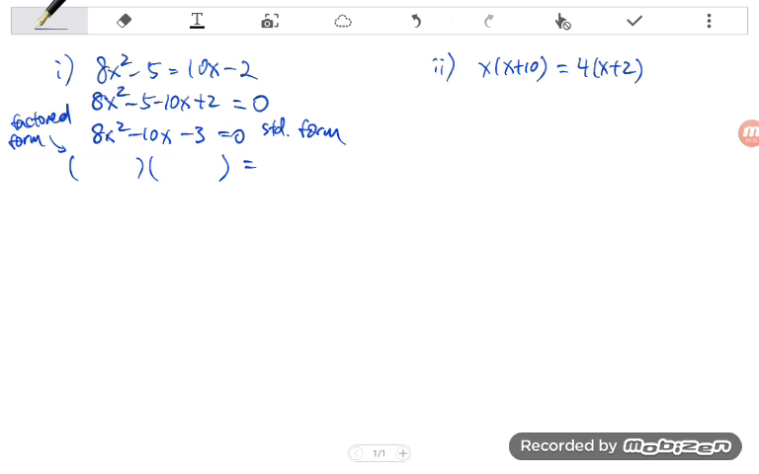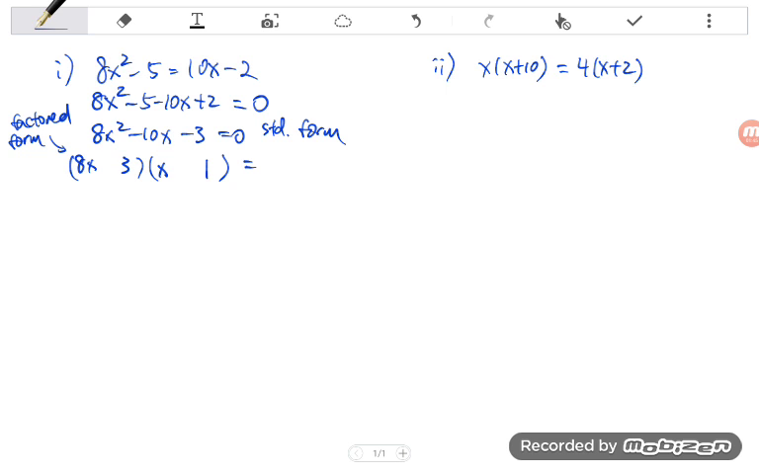So 8x squared, I need to think about it. What times what gives us 8x squared? So maybe 8x times x, that gives me 8x squared. There's no problem. What about the minus 3? Let's not worry about the sign first. Let's just take a look at the 3. What times what gives us 3? I guess maybe 3 and 1. And let's see if this works.